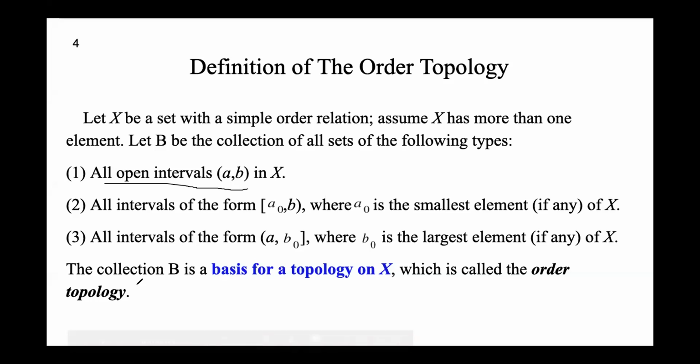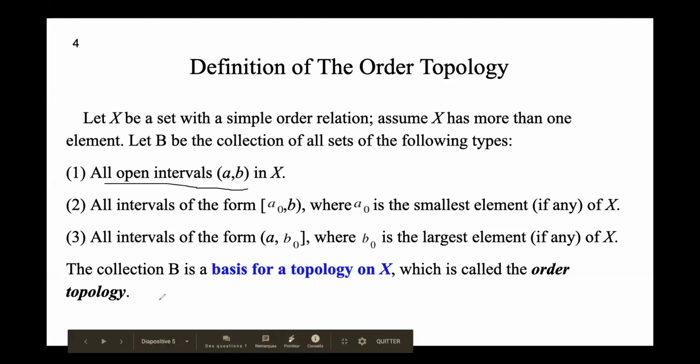So if X has no smallest element, there are no sets of type 2, and if X has no largest element, then of course there is no set of type 3. All right, that's the definition.